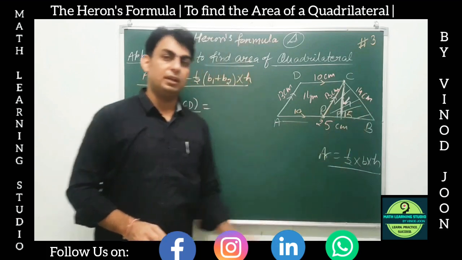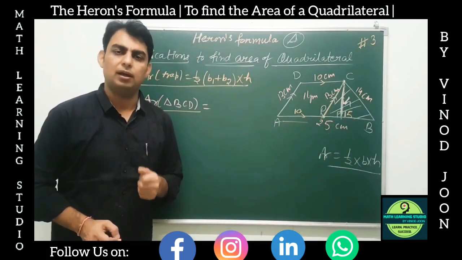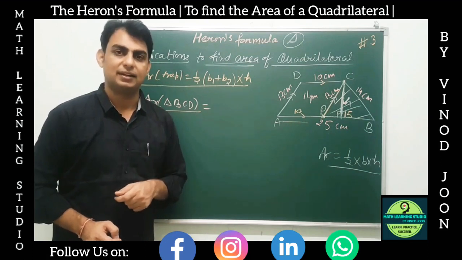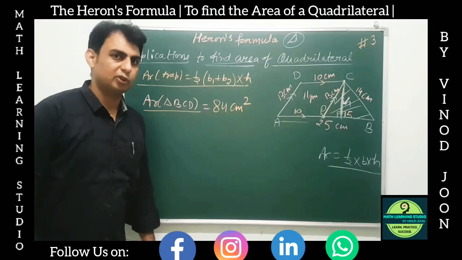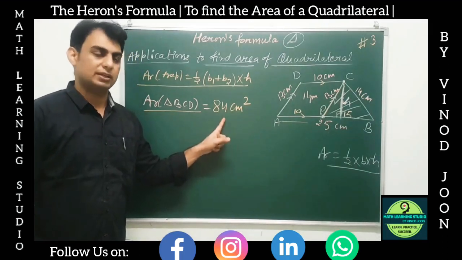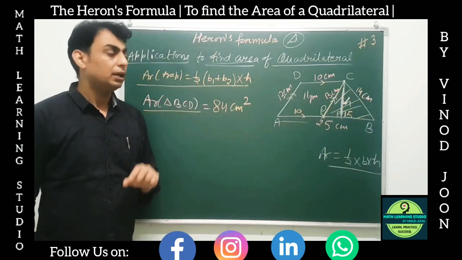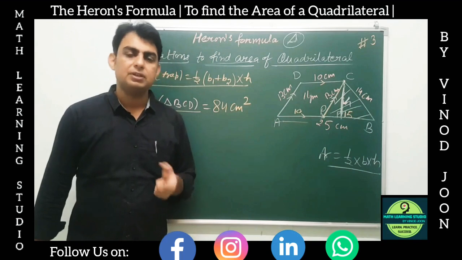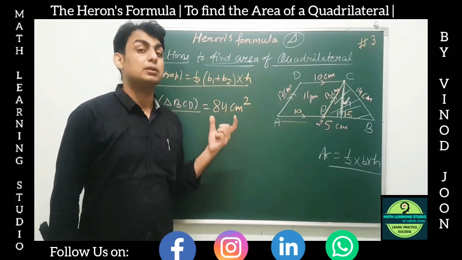13, 14, and 15 are the sides of this triangle, and you have to apply Heron's formula to find out this area. Got your answers? It will be 84 centimeter squares. 13, 14, and 15 are the sides. Alright? We get the semi-perimeter first. Apply Heron's formula. We get this area, 84 centimeter square.